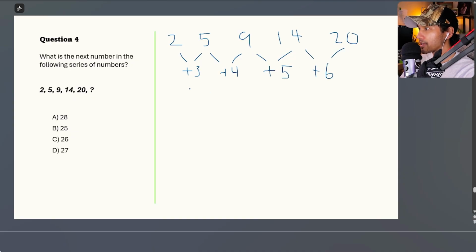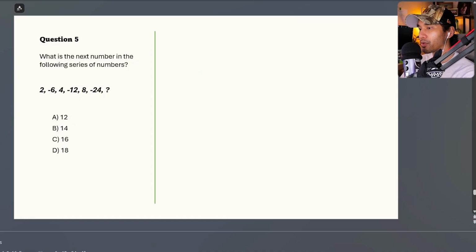Plus 6. Do you see what's happening here? We go plus 3, plus 4, plus 5, plus 6. They're increasing. All right. And then the next one, you guessed it, plus 7. That is the next number in this series, 27. These ones are easy. The first 4, maybe the 5th one will be easy. All right. Here's where it gets a little harder. I would say these are medium difficulty. Why? Because there's some negatives and the pattern isn't obvious.